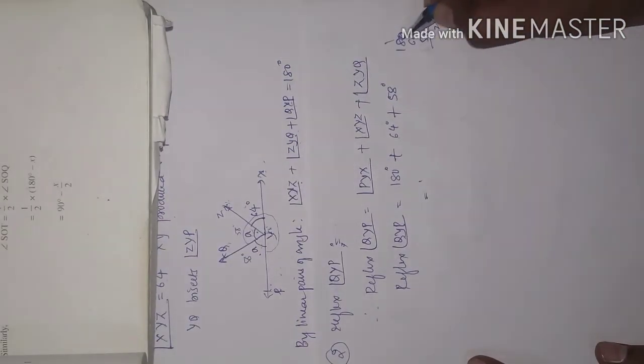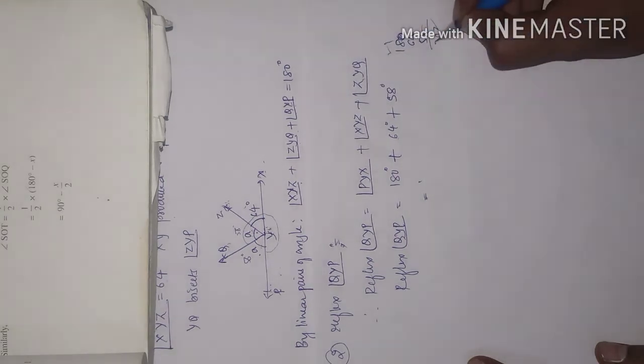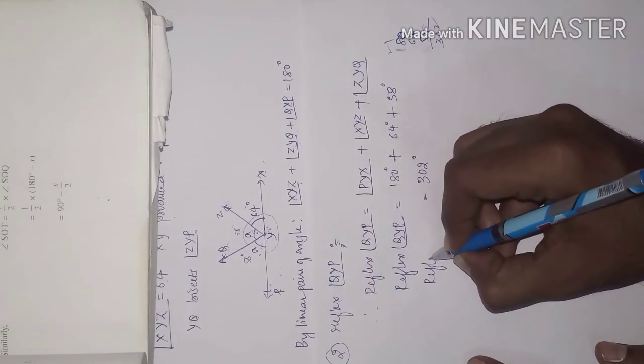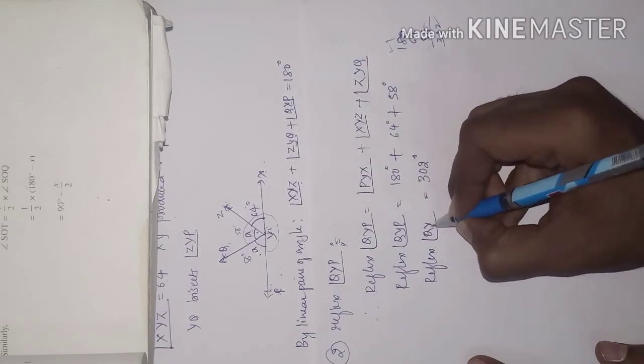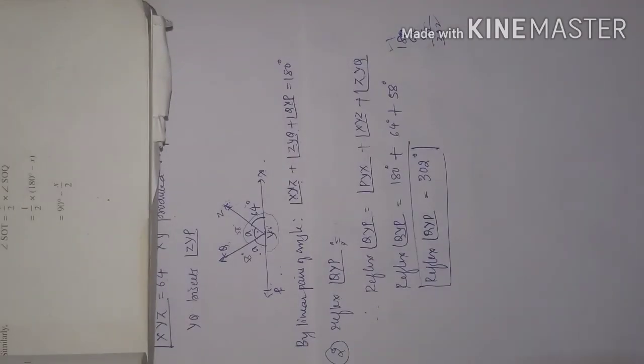How much does it become? Let us see. 8 plus 4 is 12, 1 carry. 8 plus 6 is 14, 14 plus 1 is 15, 15 plus 5 is 20. 0, 2 and 3, so 302 degrees. So the reflex of QYP is equal to 302 degrees. A simple example, and these last three examples are very important for your exam. So this completes the exercise.